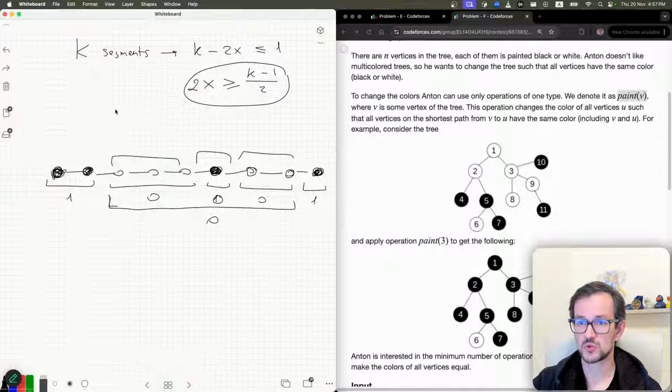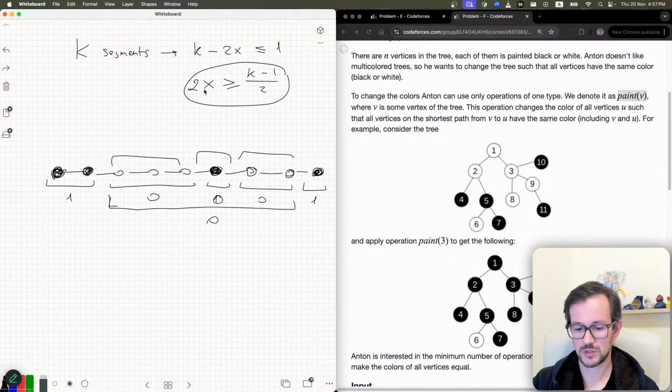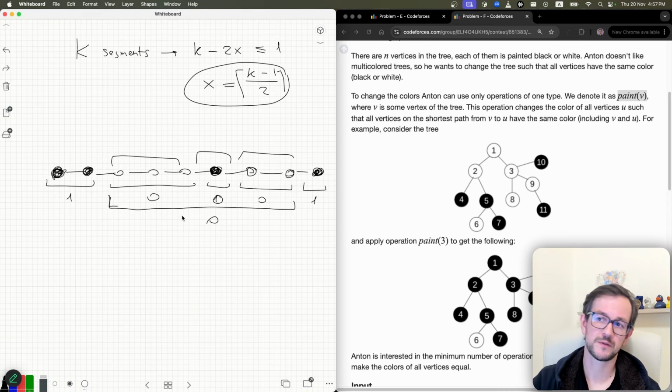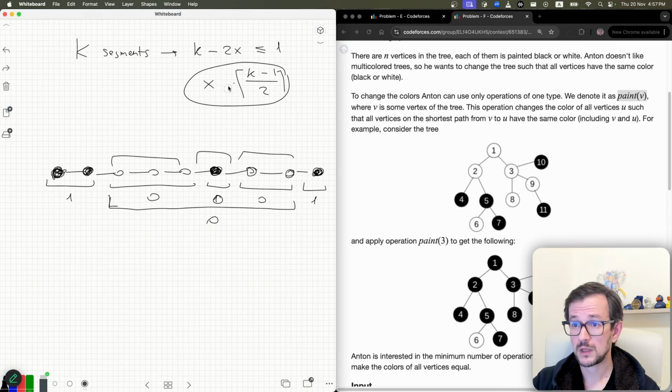So x, to x, just x. I put 2 here. So x just equals k over 2. See all this. Okay, that's one way to think about it.